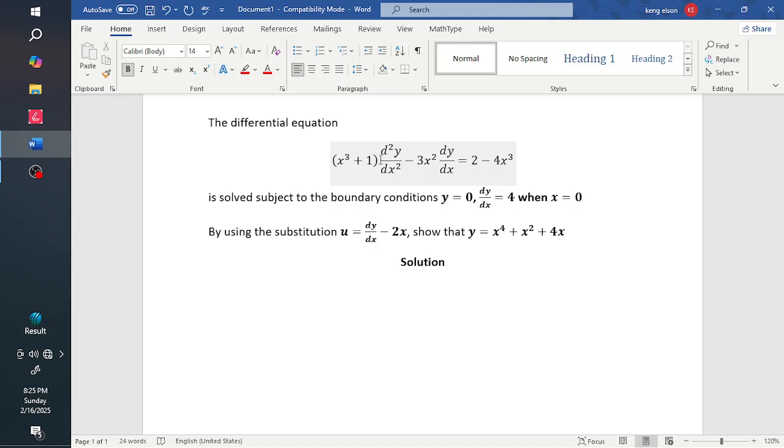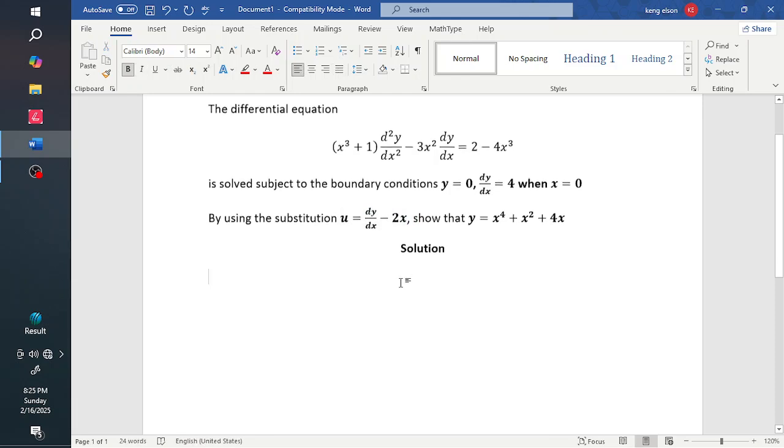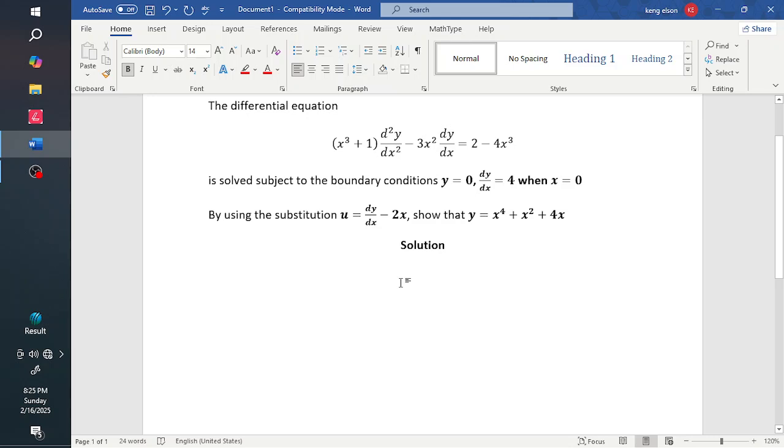So we need to use the substitution which has been given to us to be able to get the exact solution of the differential equation with respect to the boundary conditions given to us. What we are going to do is transform this differential equation in terms of y and x to a differential equation in terms of u and x. Then we try to see if we can easily solve it. Then we get the values of y. Alright, so let's go. The video might be a little bit longer, but stick with me till the end.